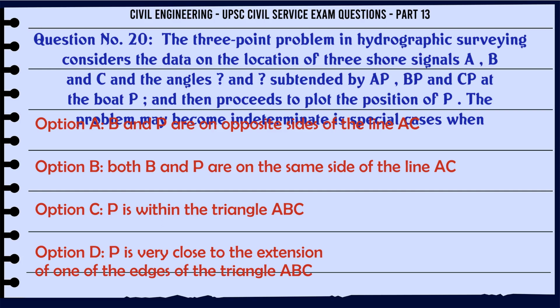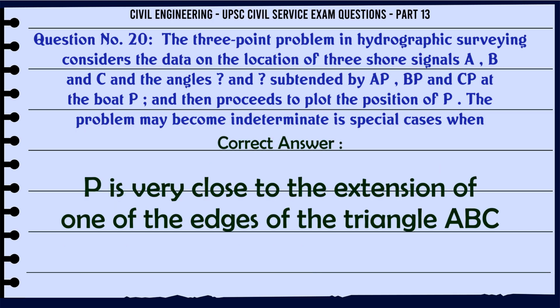The 3-point problem in hydrographic surveying considers the data on the location of three shore signals A, B, and C, and the angles subtended by AP, BP, and CP at the boat P, and then proceeds to plot the position of P. The problem may become indeterminate in special cases when A, B and P are on opposite sides of the line AC, B. both P and B are on the same side of the line AC, C. P is within the triangle ABC, D. P is very close to the extension of one of the edges of the triangle ABC. The correct answer is P is very close to the extension of one of the edges of the triangle ABC.